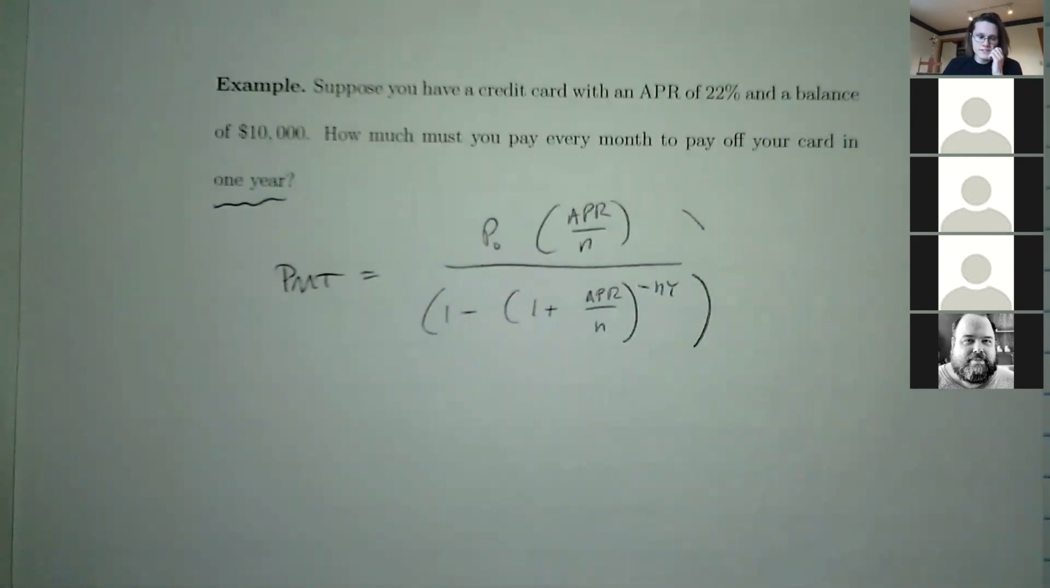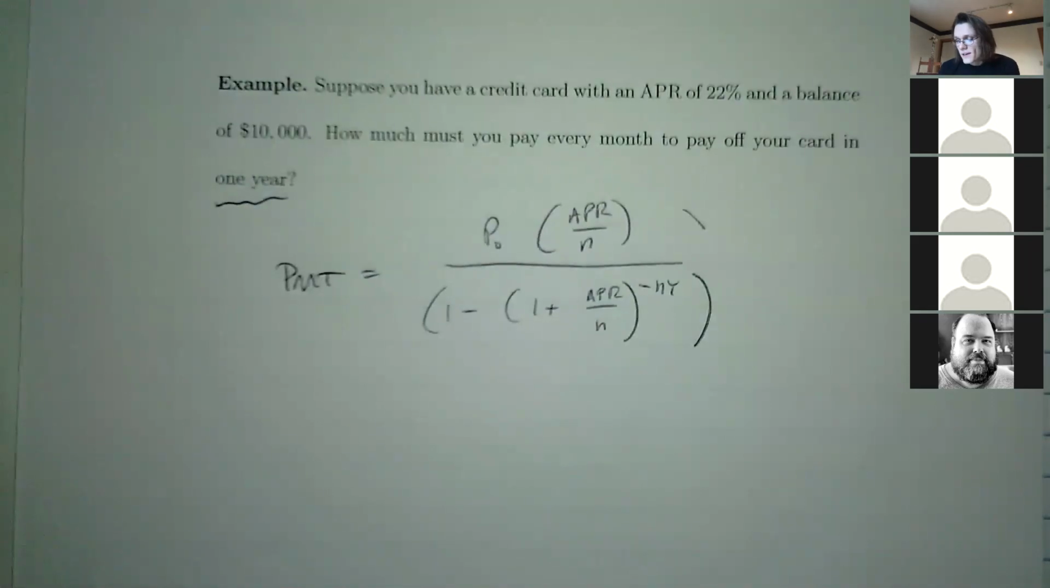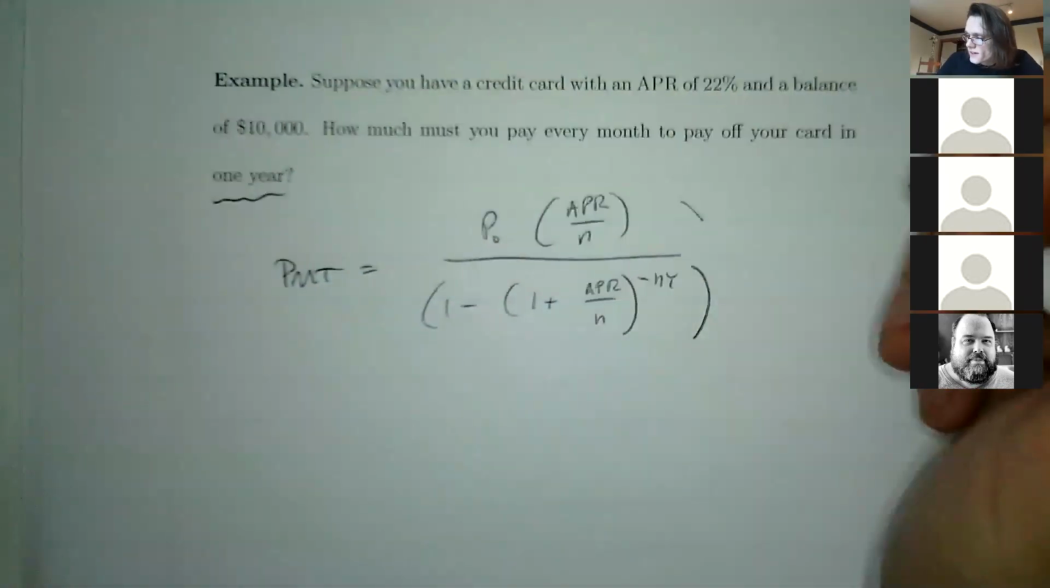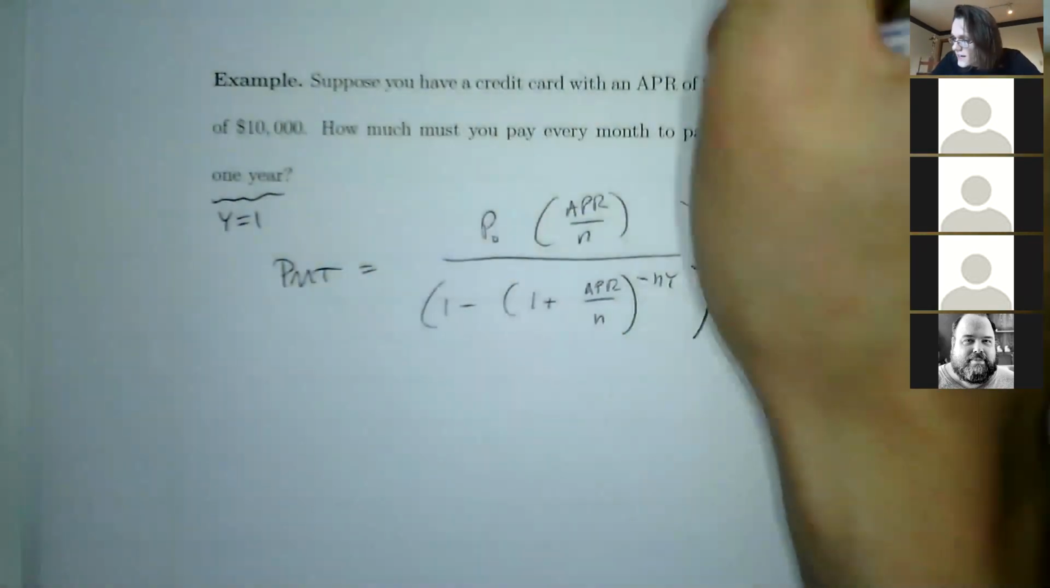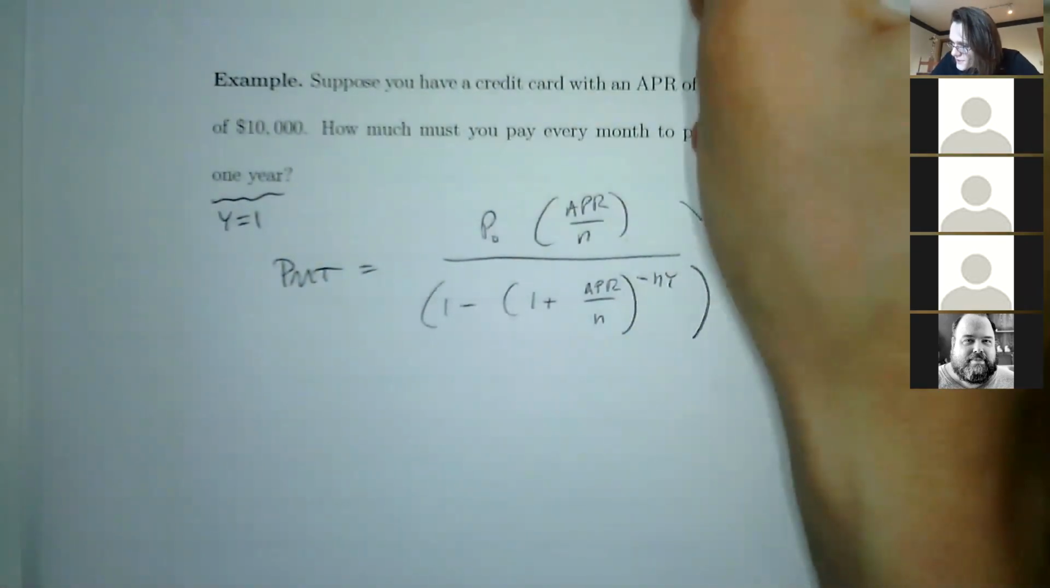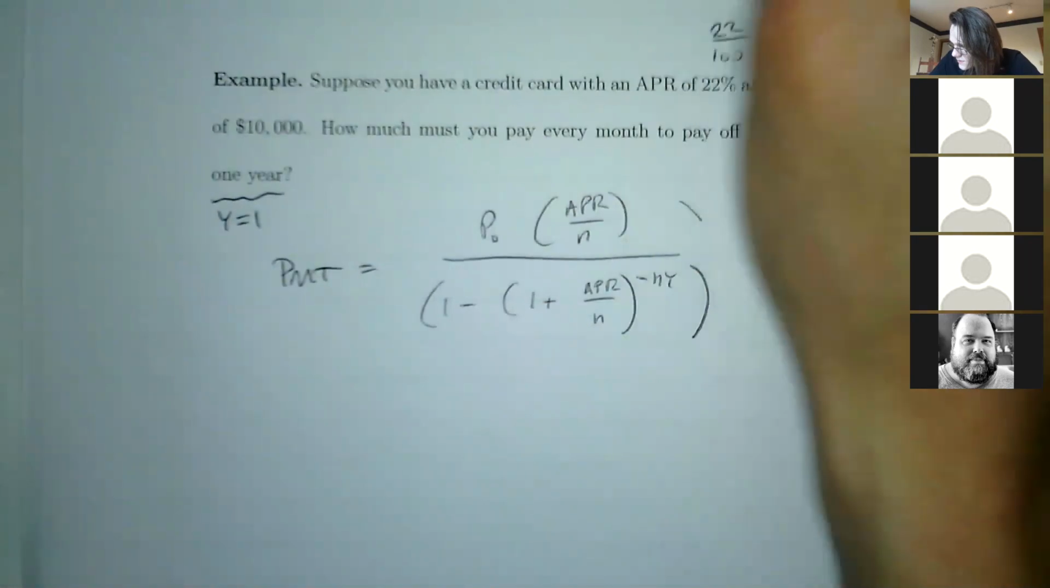You're fixing the Y and saying it's going to take this many years, 30 years to pay off the loan, or in this case, 1 year to pay off the loan. So in this problem, you probably would have guessed to plug in 1 for Y anyway, but just be careful. So Y is 1. And everything else is everything else, right? So the APR is 0.22 or 22 over 100.